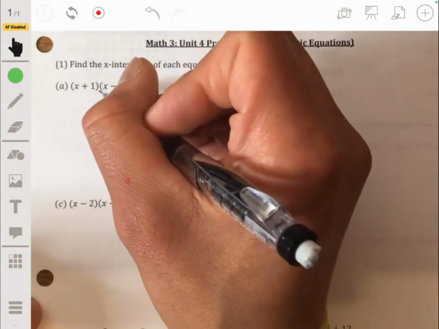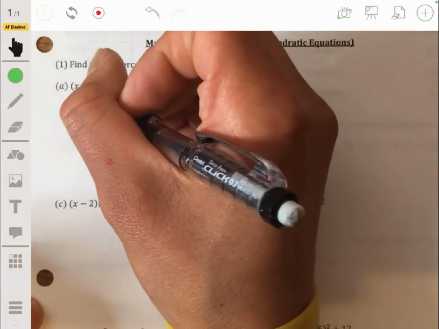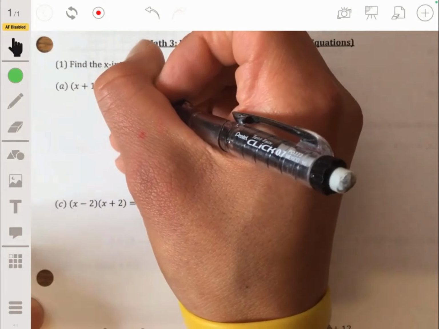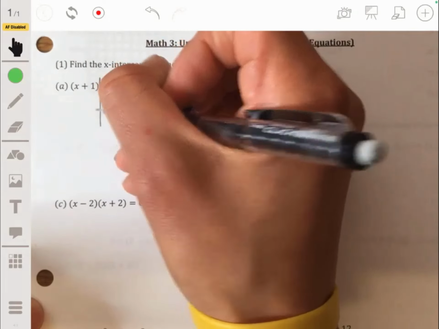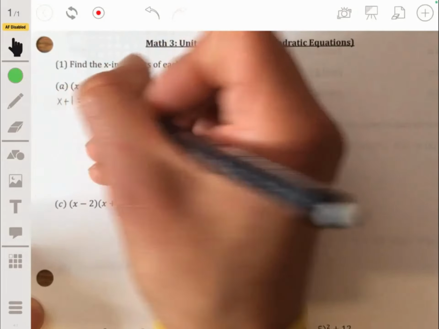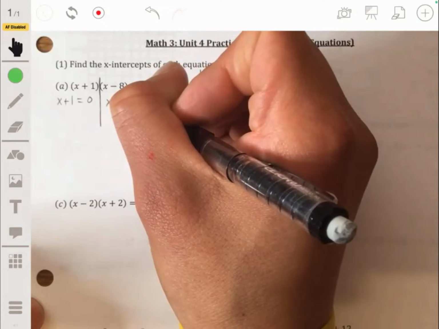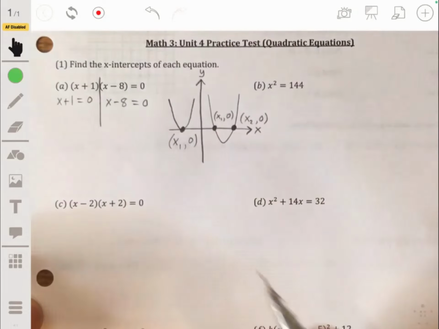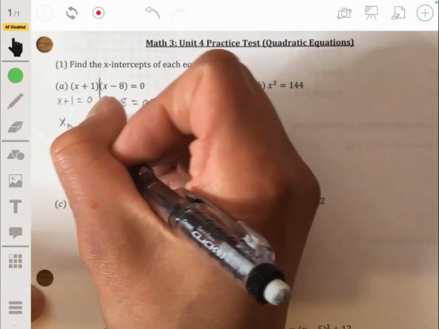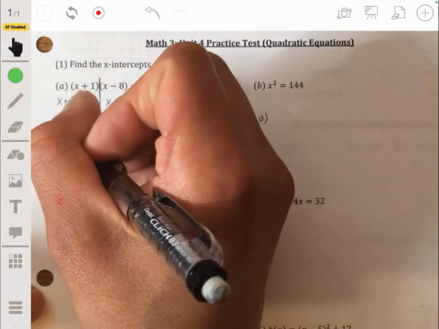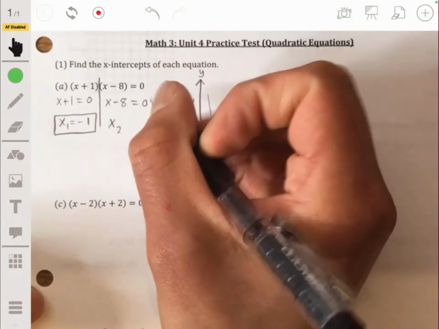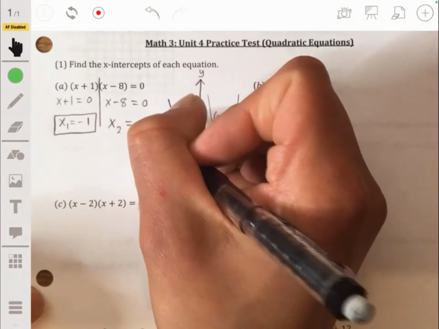Okay, so for example A, we have the product of these two binomials. So you really can just set each of these equal to 0, x plus 1 equal to 0, and then x minus 8 equal to 0, and then just solve each of these. So for the first one, we get x1 is -1, and our other x-intercept, adding 8, we'll get that x2 is equal to +8.